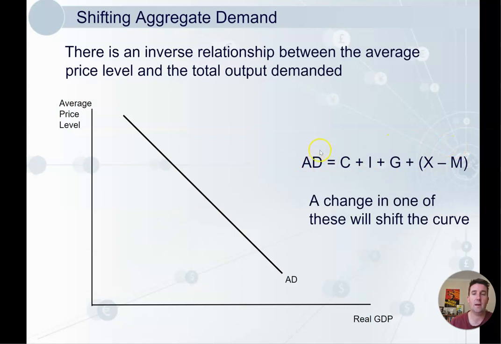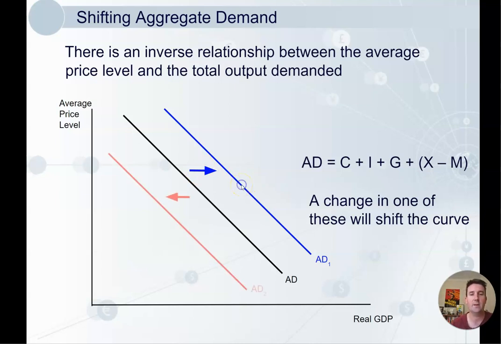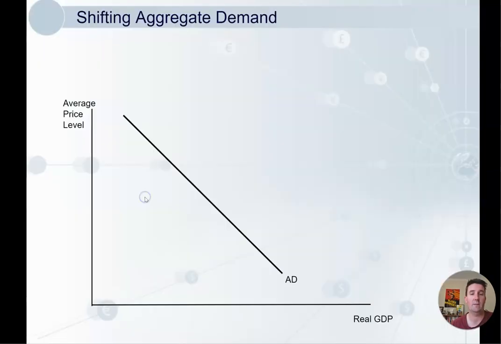This is our equation for aggregate demand. A change in one of these is going to shift the aggregate demand curve, right? So pretty simple. This is clearly an increase in aggregate demand. So it shifts the same way as it does in microeconomics. An increase in aggregate demand, and this is a decrease in aggregate demand.